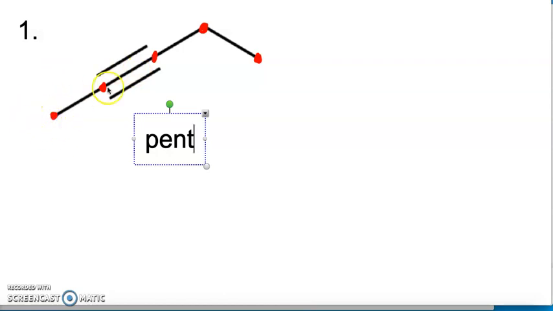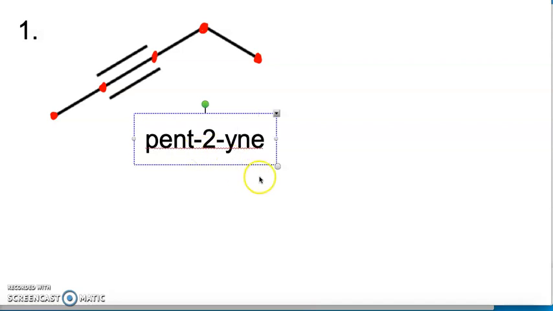So if we start on the left side, 1, 2. I start on the right side, 1, 2, 3. Because 2 is less, we're going to choose to number from that direction. So this is going to be a pent-2-yne. I don't need a prefix. And the reason I don't need a prefix is I don't have anything going off of this, right? It's all part of that longest chain.